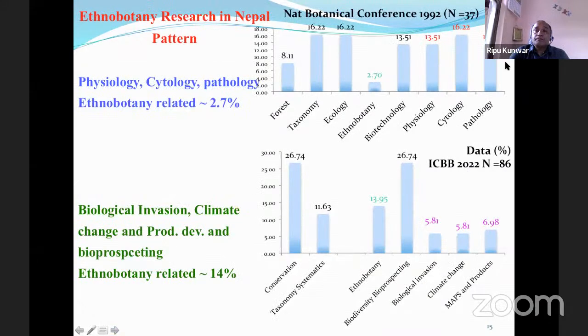Here I try to compare the ethnobotanical papers presented in 2 conferences. One was held in 1992, the National Botanical Conference, and the second one is the latest one, ICPB, held last month.